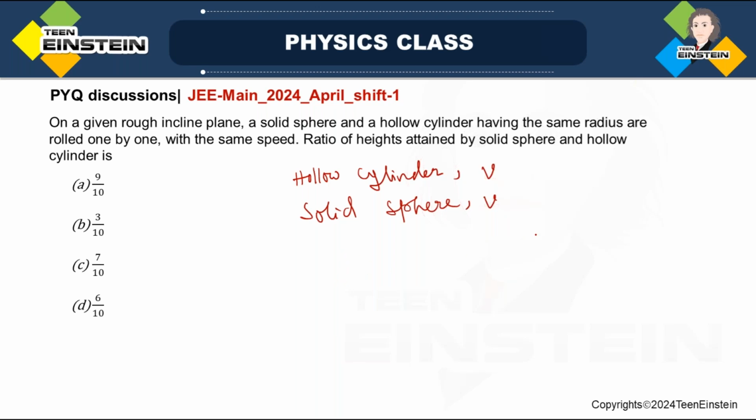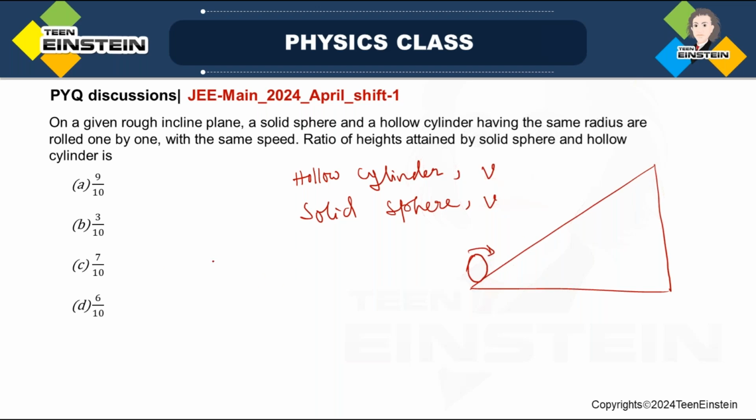So in this case, you have to think that this is an inclined plane. So you have a sphere, it is rolled up. So you have to find out the height attained. If you give a certain speed v, then how much height it will attain. So this is the scenario.